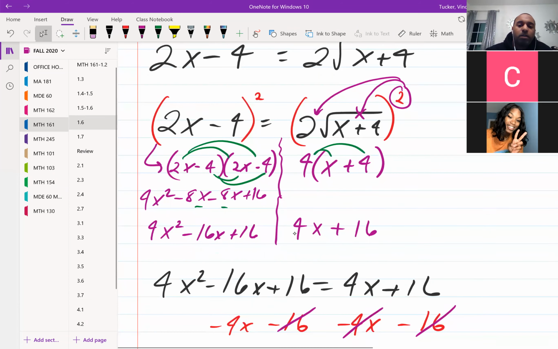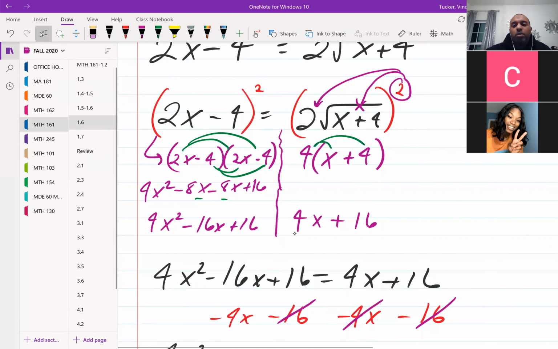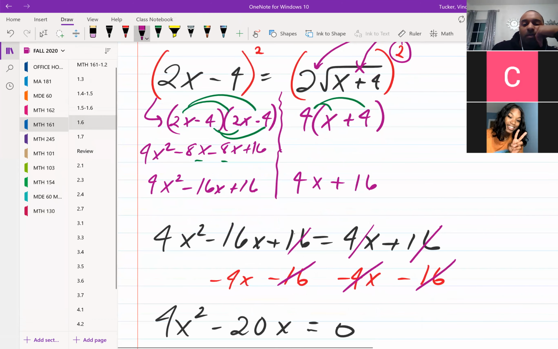All right. So what I would do now is set one side equal to 0. I will subtract 4x and 16 from both sides. They will cancel out on that right side. Then on the left side, we notice 16 minus 16 cancels out as well. And our result is going to be 4x squared minus 20x equal to 0.